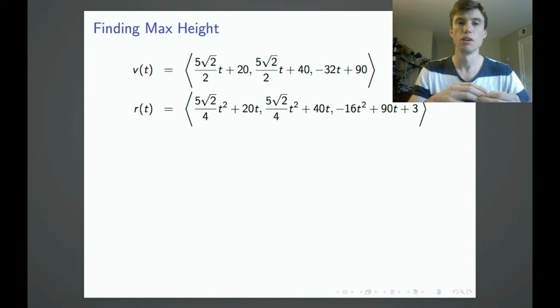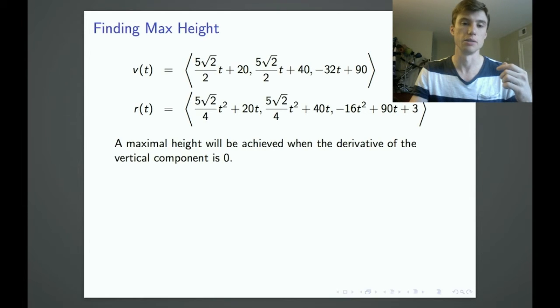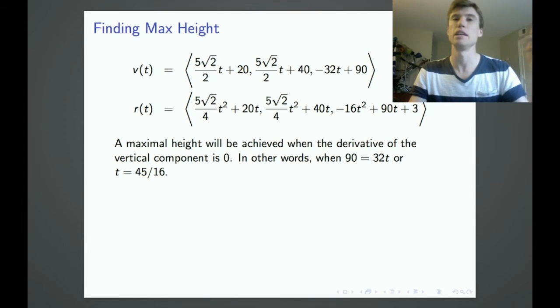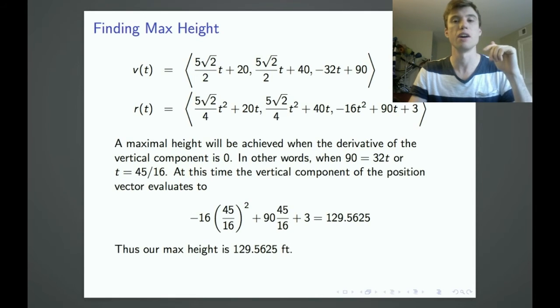We are told that we have acceleration due to gravity of negative 32 feet per second squared. So the second derivative of the third coordinate is negative. So a maximum will occur when the first derivative is equal to 0. So we will solve the equation negative 32t plus 90 is equal to 0. And this is 90 equals 32t, or t equals 45 over 16. Evaluating position at this point gives us a value of 129.5625, and this is our max height.